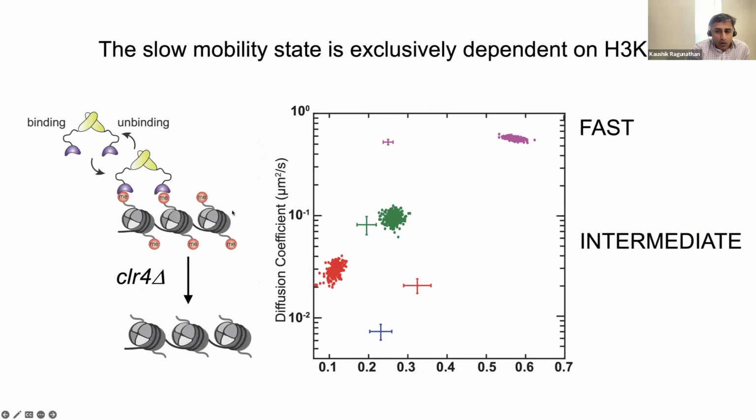Okay, so how do we use yeast genetics to identify what the biochemical properties of each of these mobility states might be?